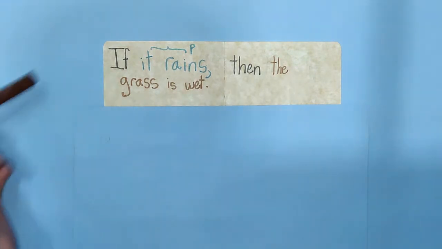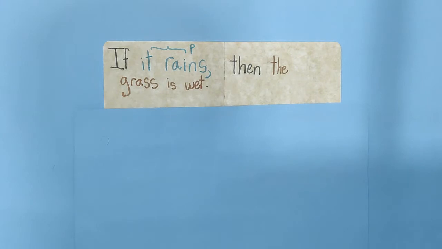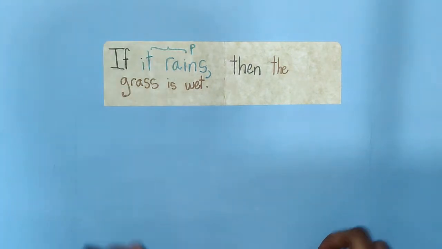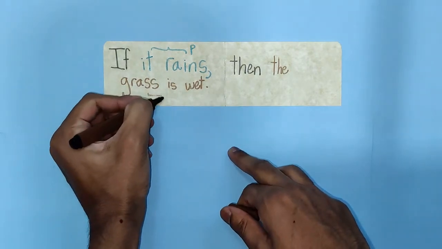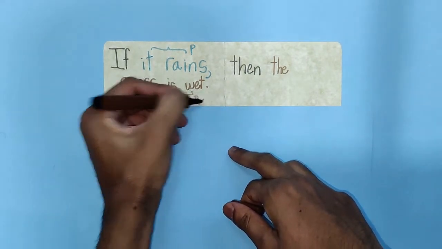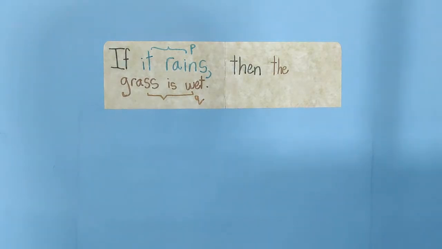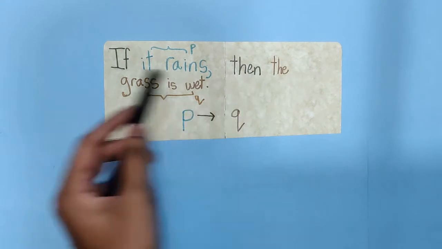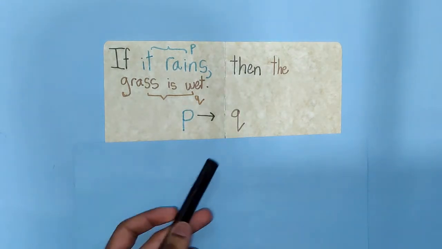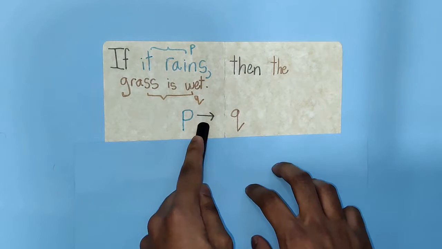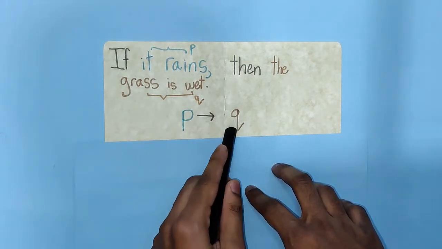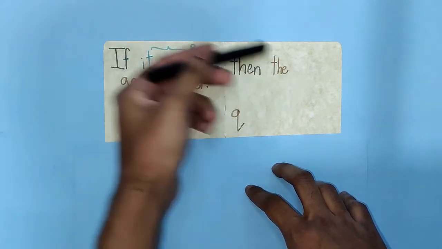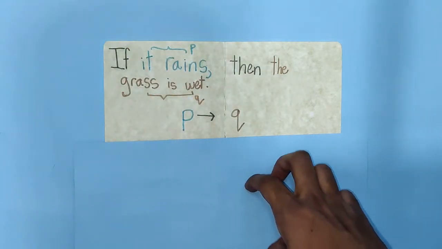As usual, we can reduce this proposition down to mathematical form. And if we say it rains be proposition P, and the grass is wet is proposition Q, we can rewrite it in this form. So the if-then, in other words, the conditional part of this proposition is represented by an arrow. So this would be read as if P, then Q. So if P happens, then Q happens.